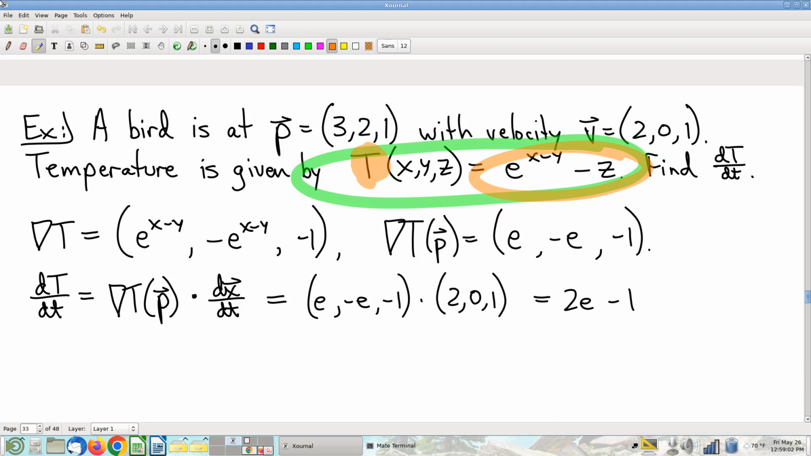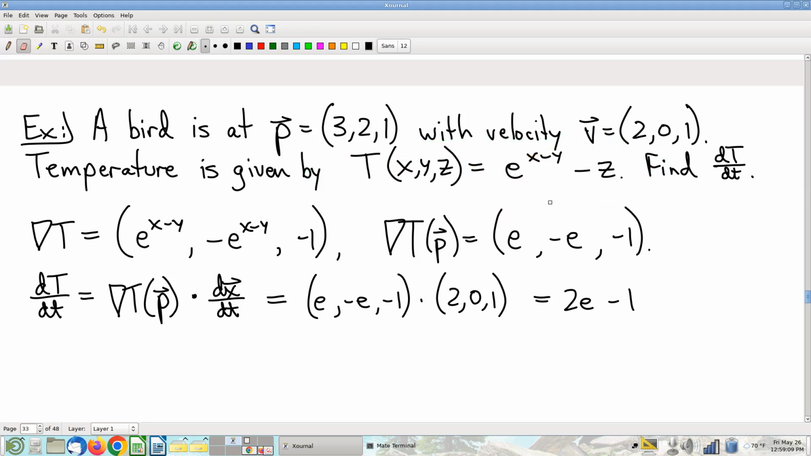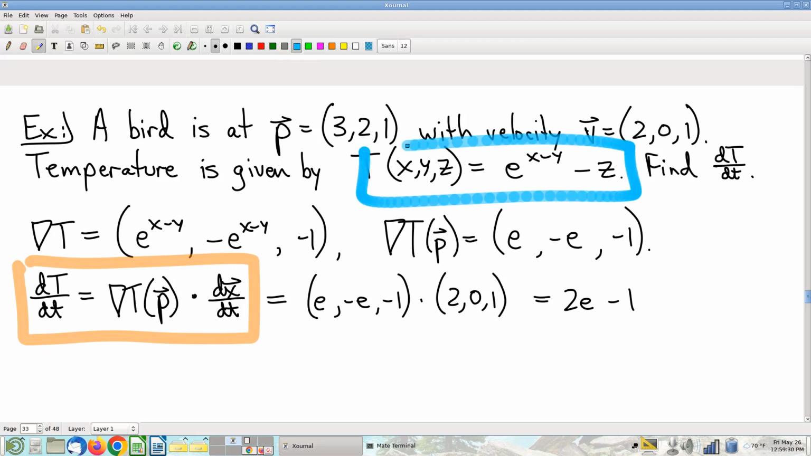Capital T for temperature. So temperature is a function of position. Position is a function of time. The composition then is a single variable derivative of scalar temperature with respect to scalar time. And using the formula on the previous page, dot product with the gradient does the trick for us. And so all we've got to do here is take this function here and compute its gradient.